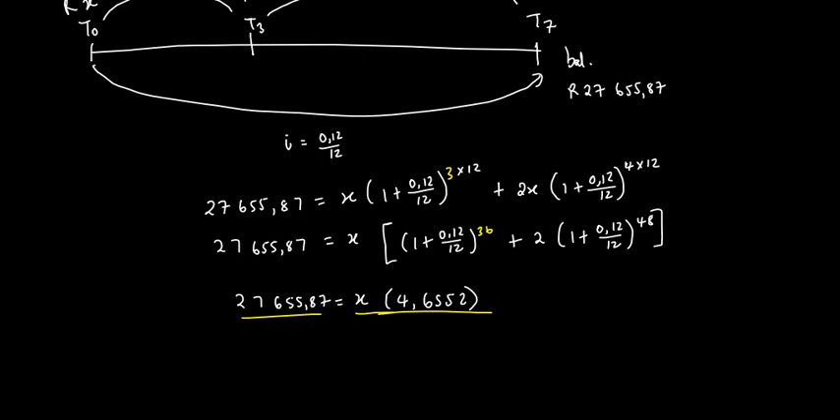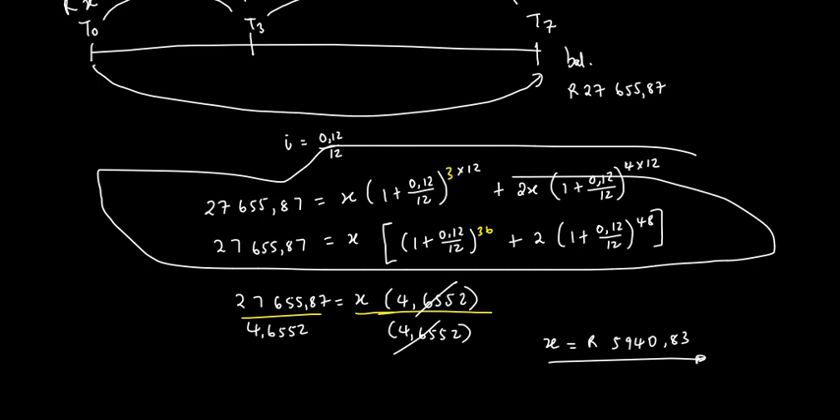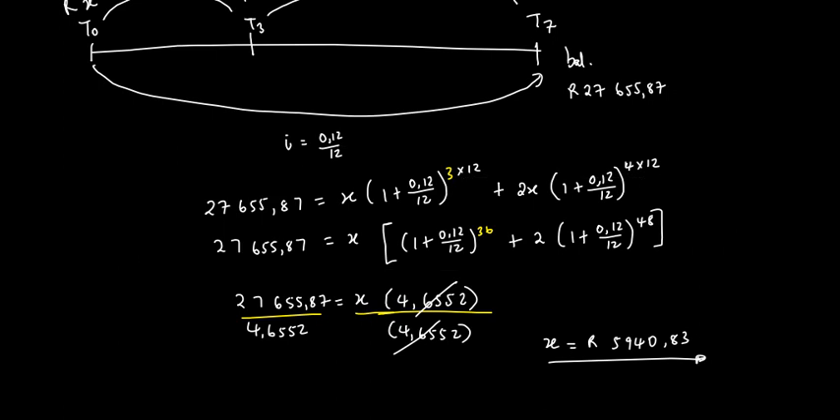Then you divide by the same thing, 4,6552. They cancel each other. Then we solve for that x rands. 27,655.87 divided by the answer. Then you get 5,940.83. Yeah, it was my calculator, good people. Sorry for that. So that is how we solve it there, right? As you can see, this method, good people, is much faster and more efficient. So don't forget it there. Any question from there?